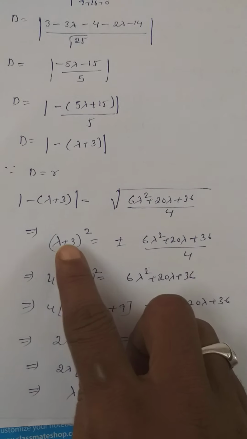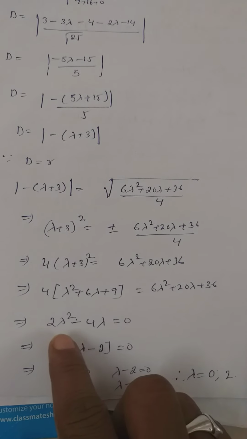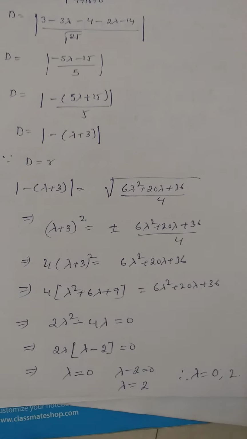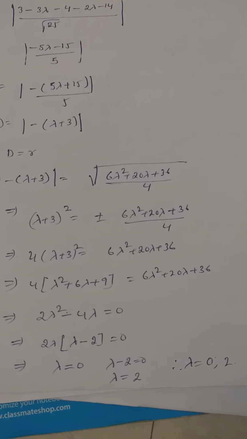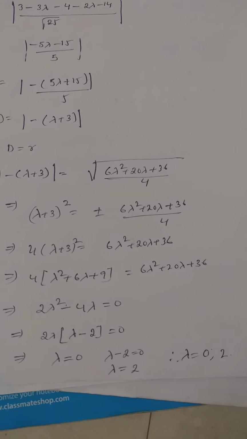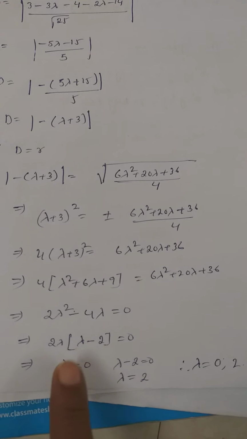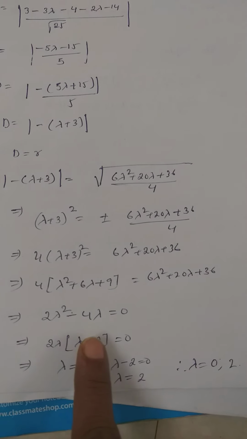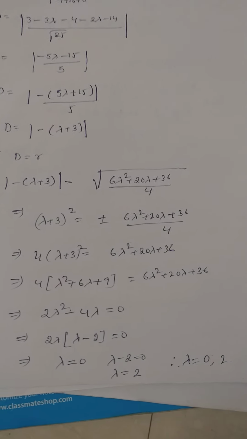Now, cross multiplying by 4 and a plus b whole square formula. After simplifying, 2 lambda square minus 4 lambda is equal to 0. 2 lambda we are taking common. Lambda minus 2 is equal to 0. From these two factors, lambda is equal to 0 and lambda minus 2 is equal to 0. Lambda is equal to 2.